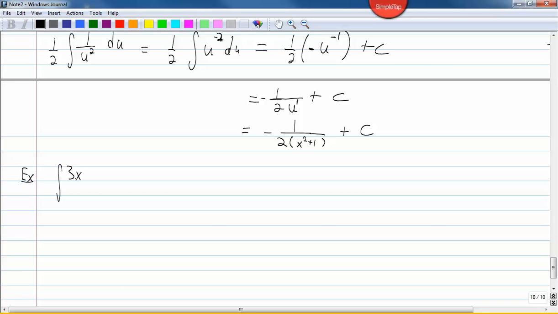You may can work enough of these, but it'll never be too many. Oh, that needs to be squared, sorry. Alright, so the integral of (3x squared plus 1) over (x cubed plus x) dx.